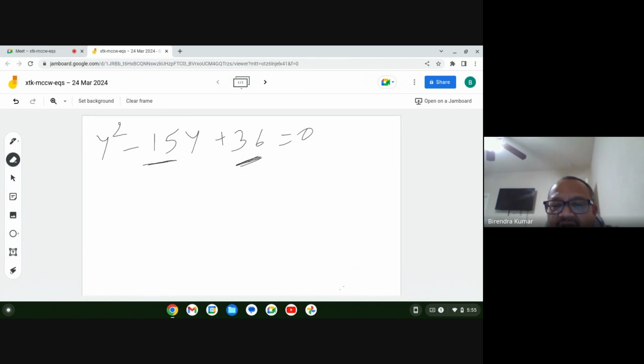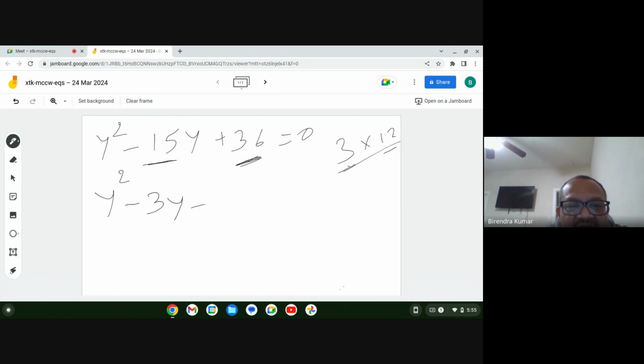So I have two options, 3 and 12. These are the two options. If I put 3 and 12, okay, y square, this is negative. So I'll say minus 3y, and the second one will also be negative, minus 12y, plus 36.